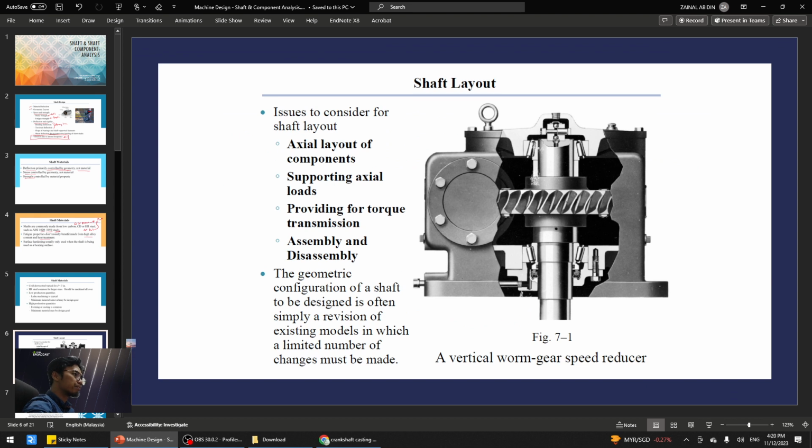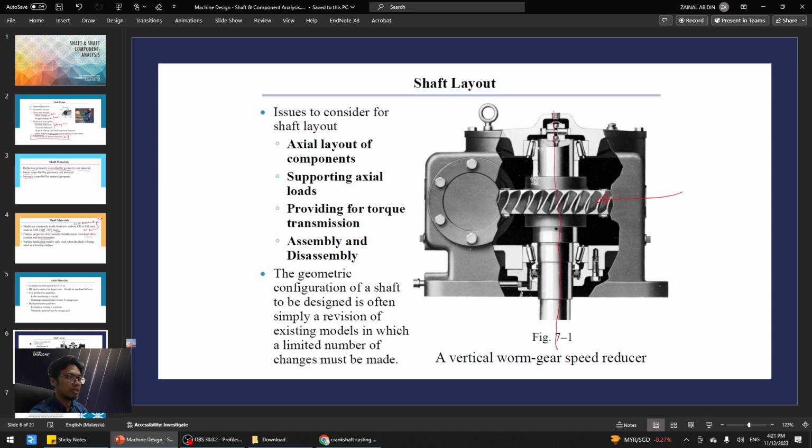Next, on the shaft layout. If you are designing a shaft, you must consider a shaft layout. For example, issue to consider a shaft layout is exactly on the axial layout of the component. For example, here, ini adalah dia punya helical gear. Ni helical gear kan, ni helical gear. Di tengah-tengah ni shaft. Ni shaft ni panjang ni.